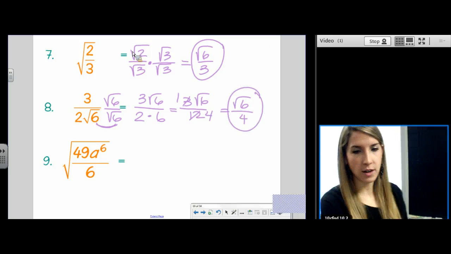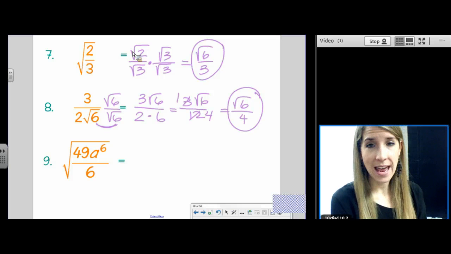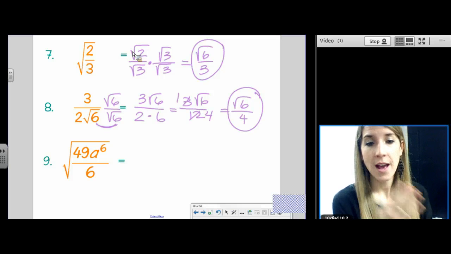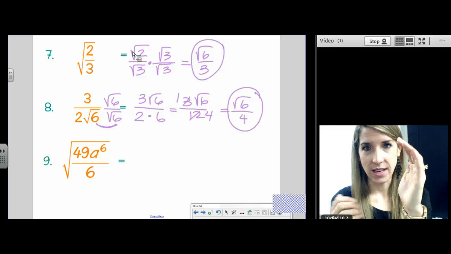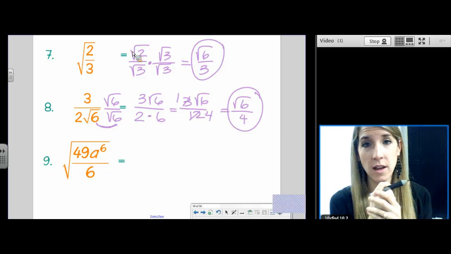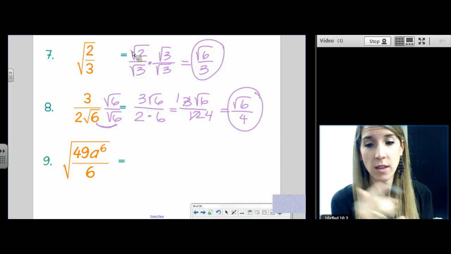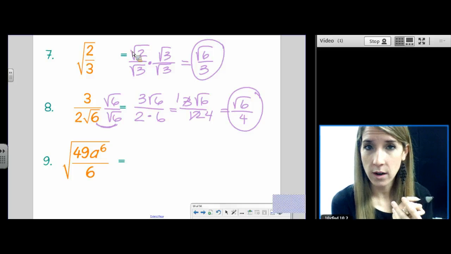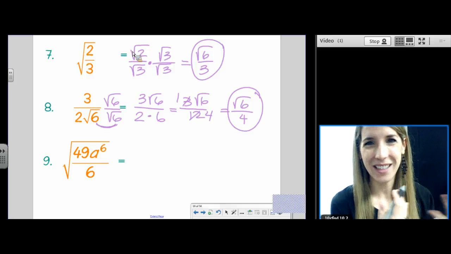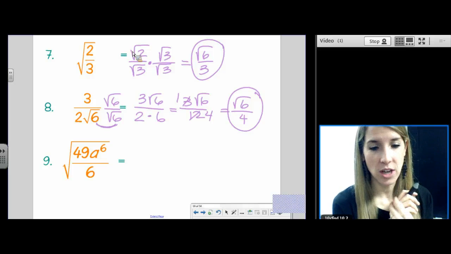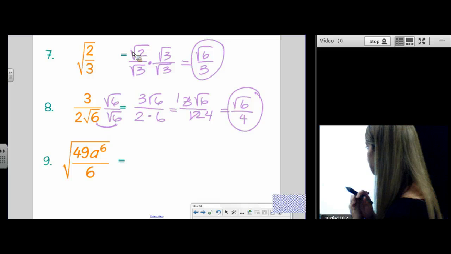Can you check these in your calculator? You absolutely can. You can go to your calculator and do 3 divided by, parentheses, 2 root 6, parentheses closed, and it'll get you an ugly decimal. Then do square root of 6 divided by 4, and it should get you the same ugly decimal both times. So yes, you can check these in your calculator if you were wondering.